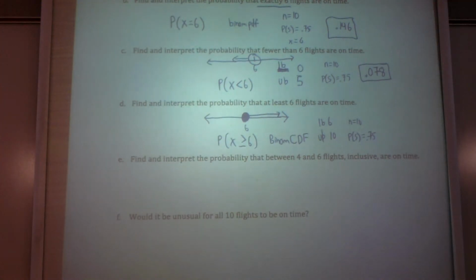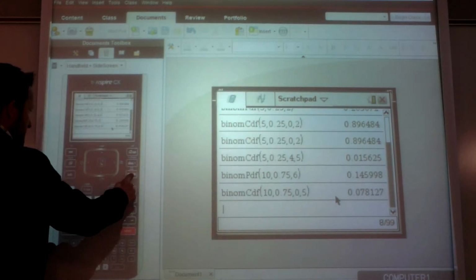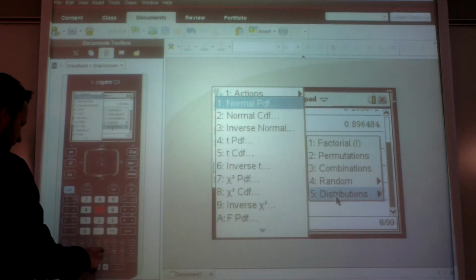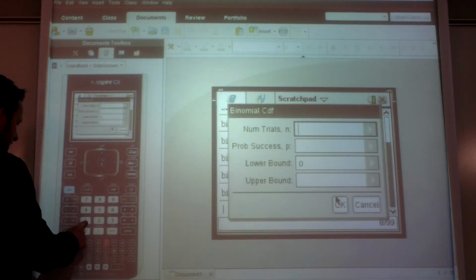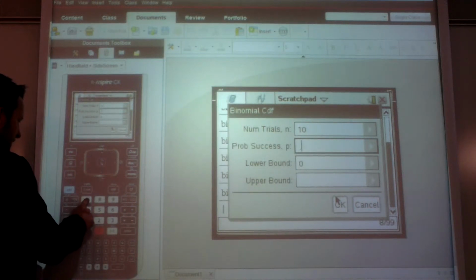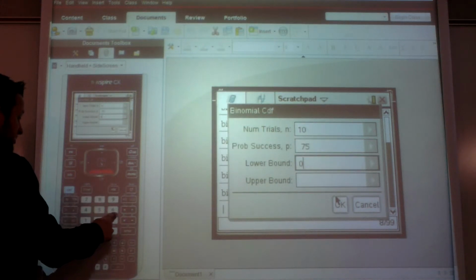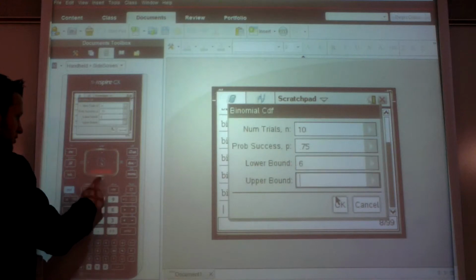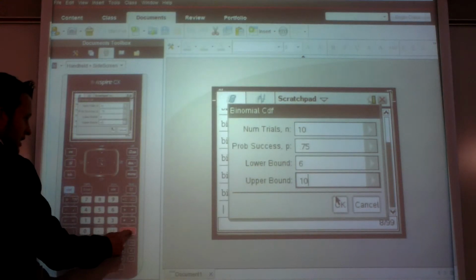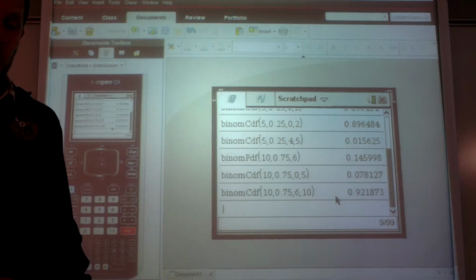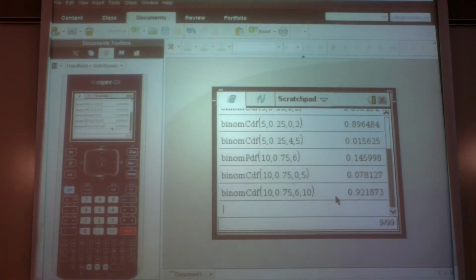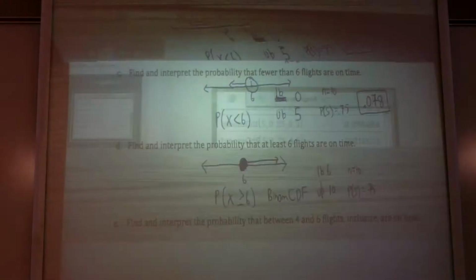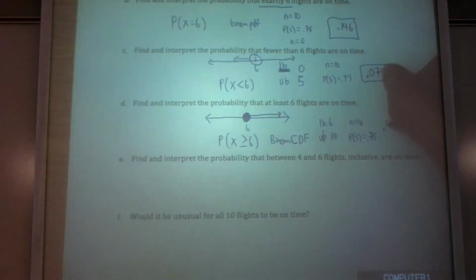Okay, so now go into your calculator. We're going to do menu 55D, or sorry, E for a CDF. 10, 0.75. Lower bound, we said, is going to be at least 6, so lower bound is 6, upper bound 10, gives us 0.92. So yes, there's a 92% chance that somewhere between 6 to 10 flights are going to be on time.